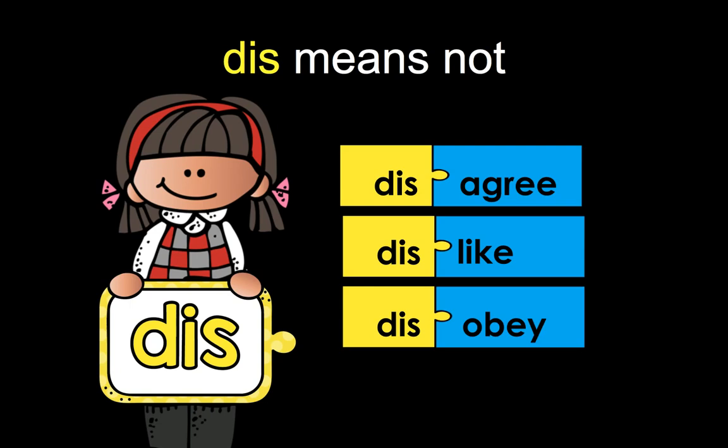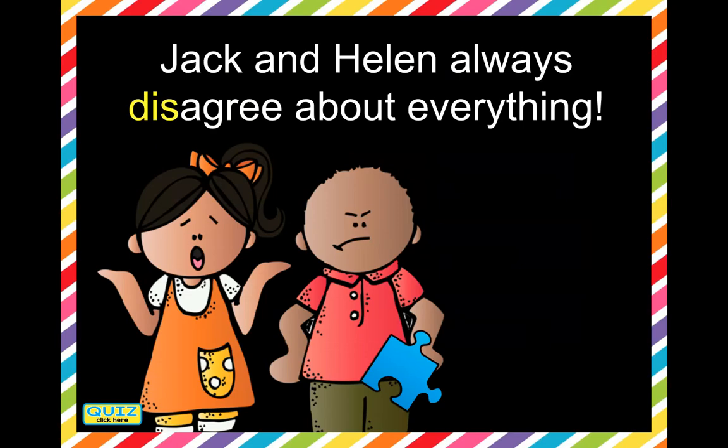Dis means not, and we talked about that earlier. So agree means that you go along with something. But what do you think disagree means? That's right, the complete opposite, meaning I don't agree. Like means to find favor in something or to really enjoy something. But what does it mean to dislike something? That means you don't enjoy it at all. That's right, because dis means not. Jack and Helen always disagree about everything. So that means they don't agree with one another.